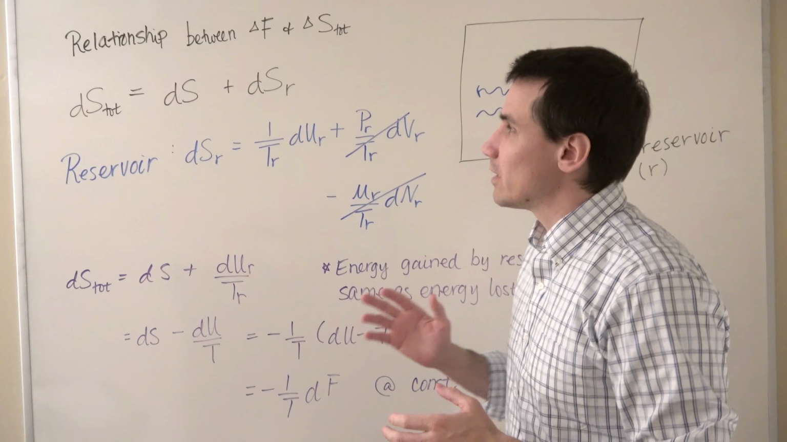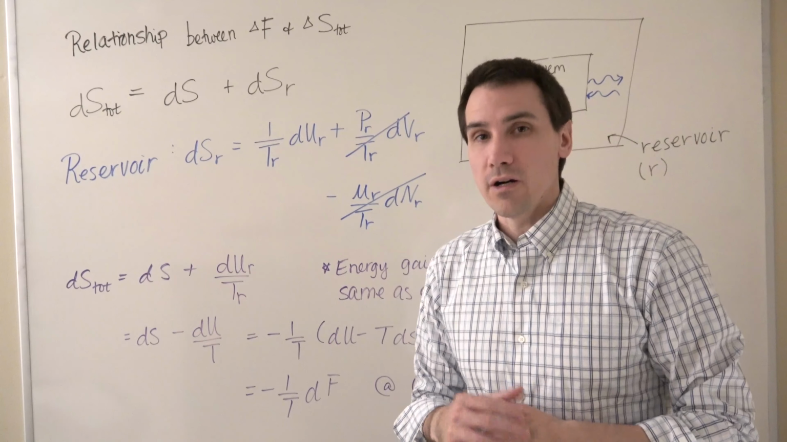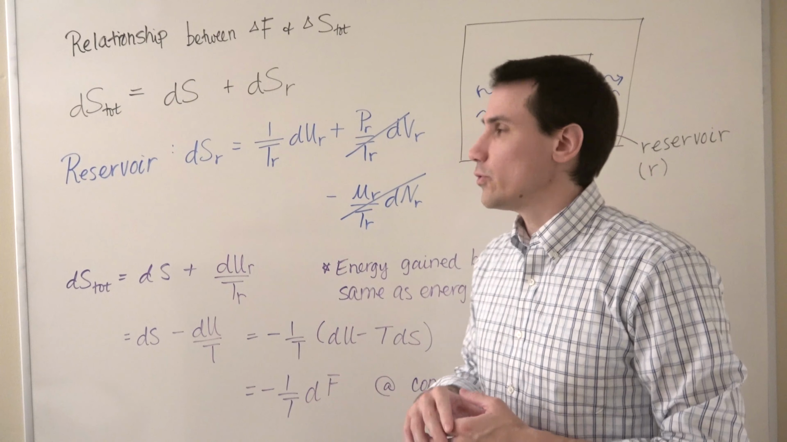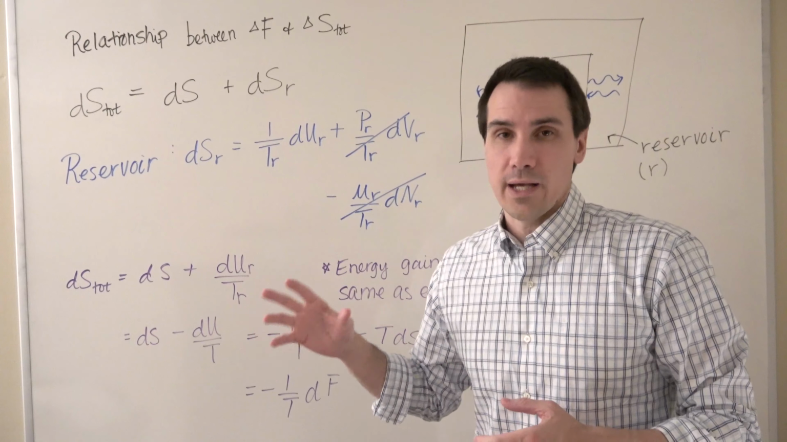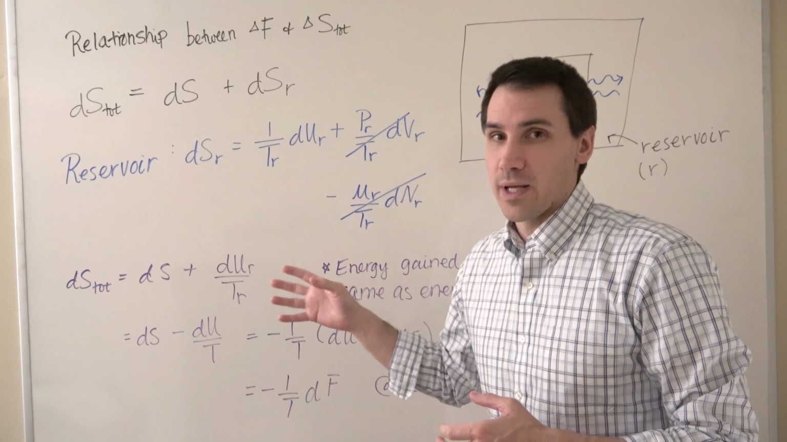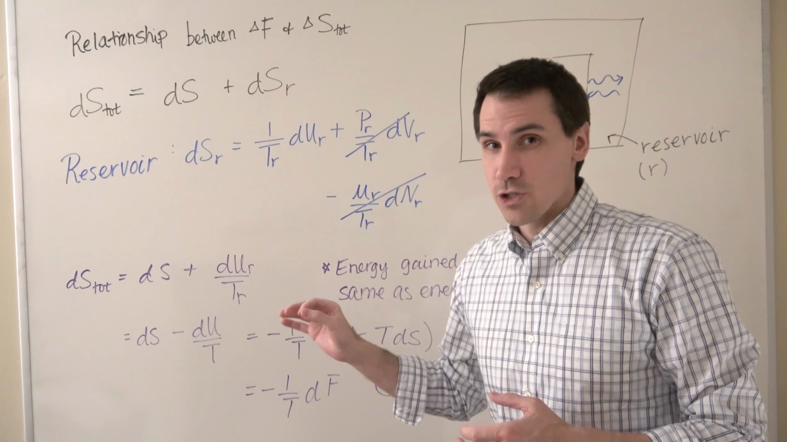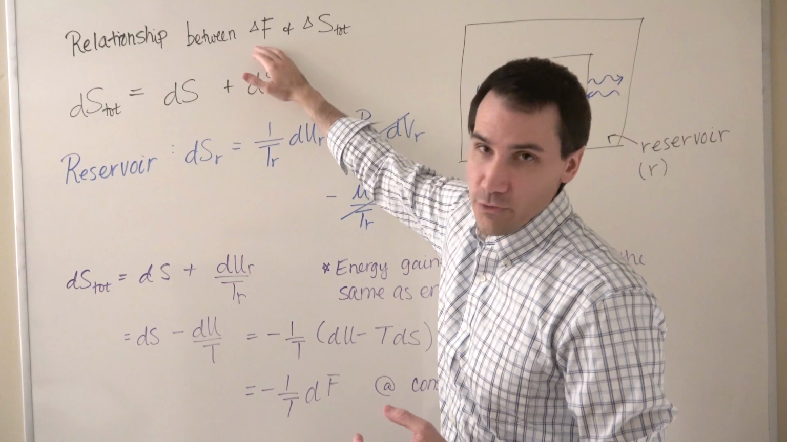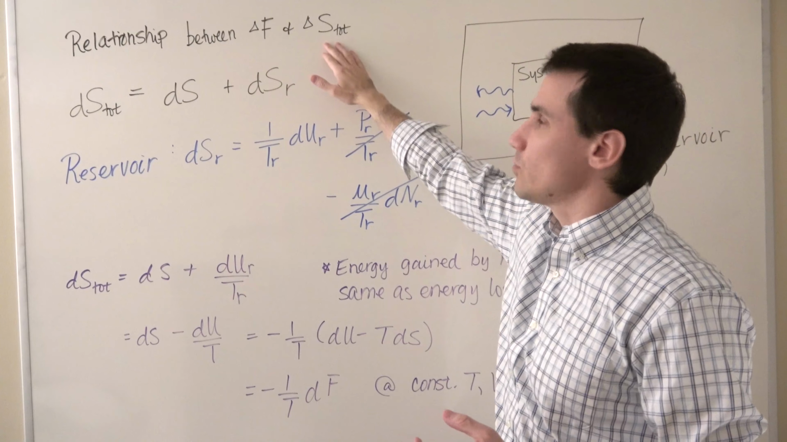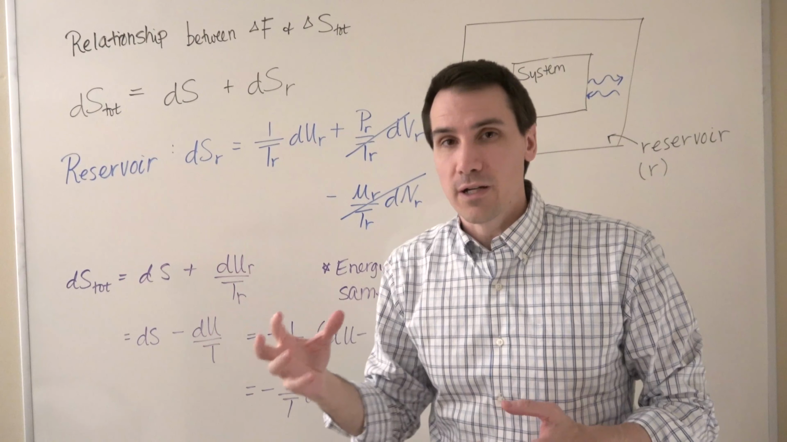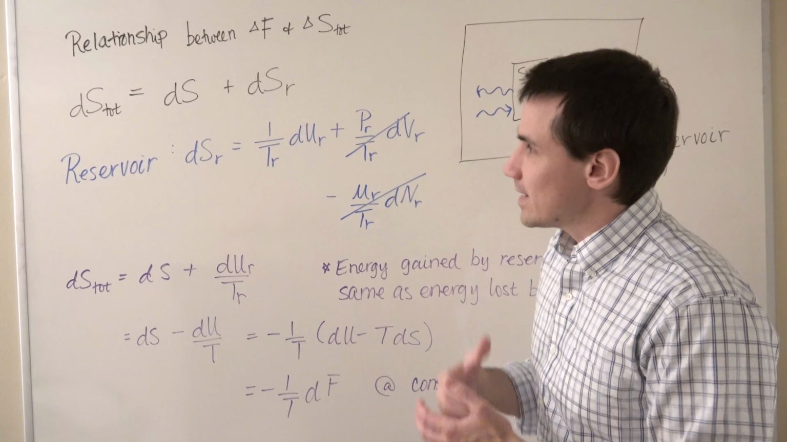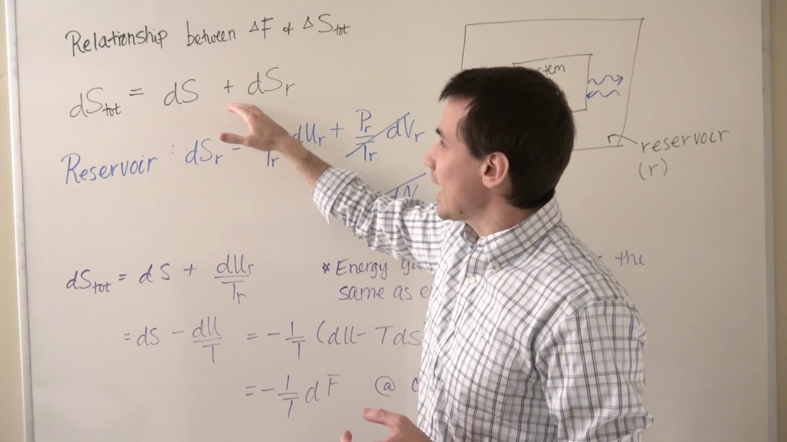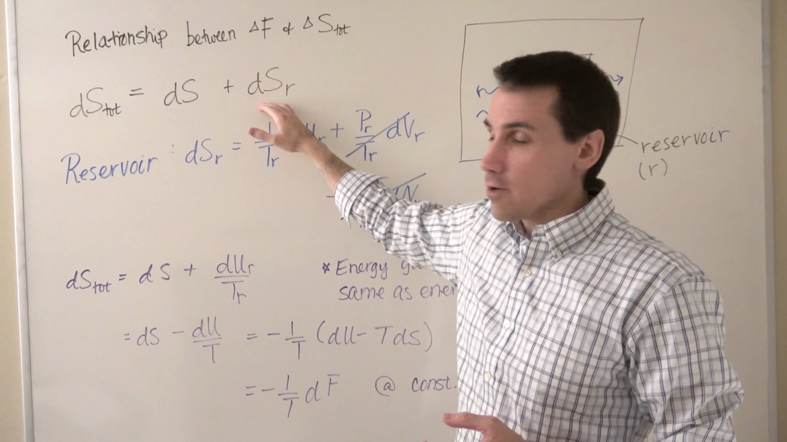Now let's look at one final useful property of free energy. We're going to look specifically at the Helmholtz free energy, though you can do a very similar calculation to show that the Gibbs free energy has a similar relationship to entropy. So here we're going to look at the Helmholtz free energy and its relationship to the change in total entropy of the universe. So this is the entropy of the system and the entropy of the environment, which we're calling here the reservoir, combined.